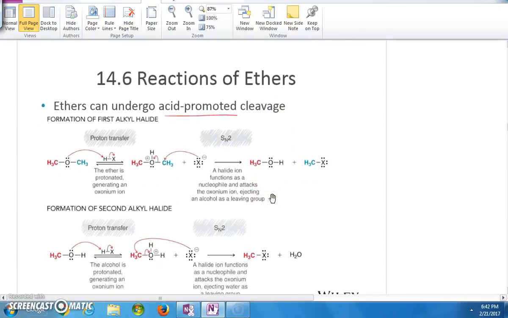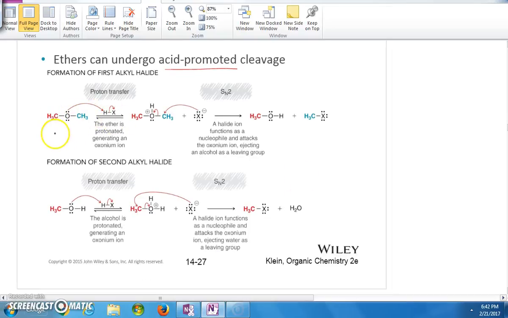Okay, so ethers, because of that, can undergo acid promoted cleavage. And the reason why it's an acid promoted cleavage is because the acid is used up in the reaction. As you can see here, you have a proton transfer because this is acting as a Lewis, Bronsted-Lewis base, can pick up the proton, and then the nucleophile attacks in an SN2 fashion, and you have the cleavage of the ether. Now, in the presence of an excess of the HX, you can have subsequent protonation of the alcohol again, and then the attack of the nucleophile again, and so you have complete replacement of the OH group with the halide.